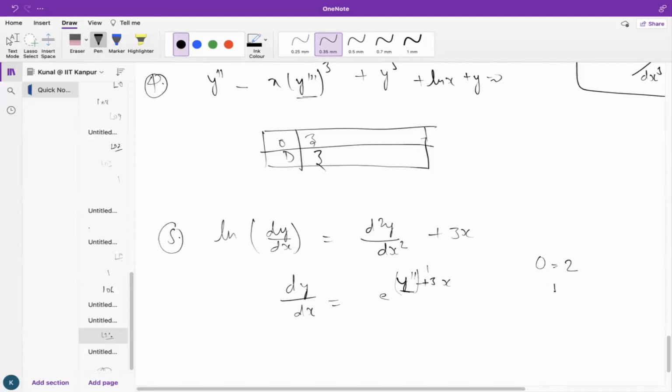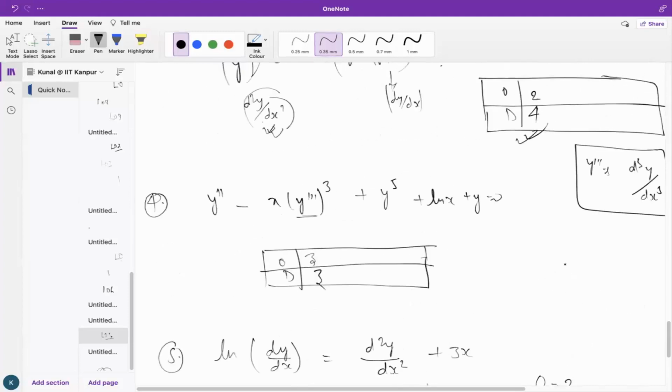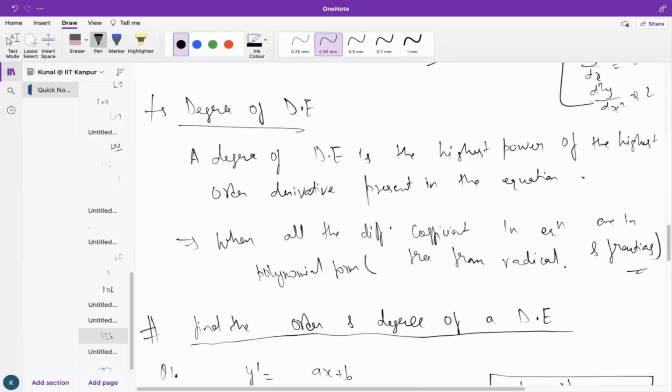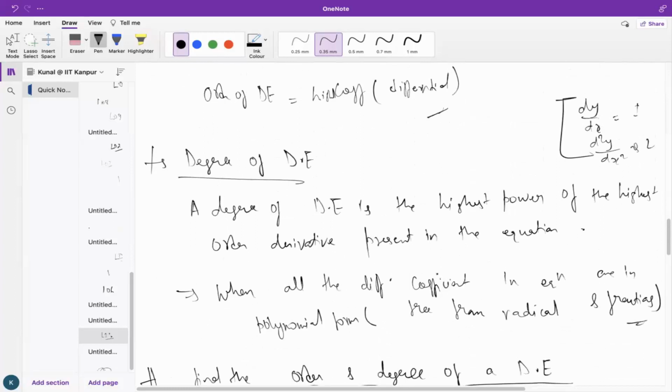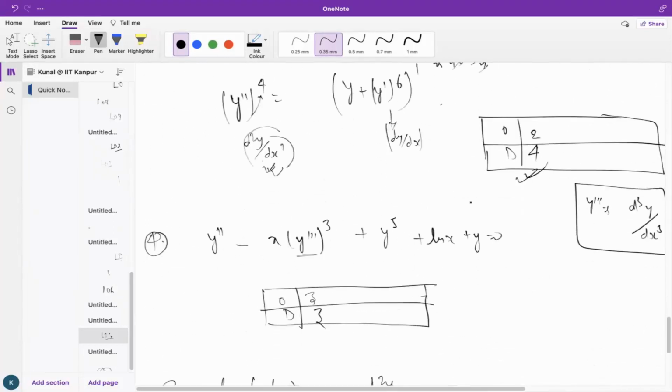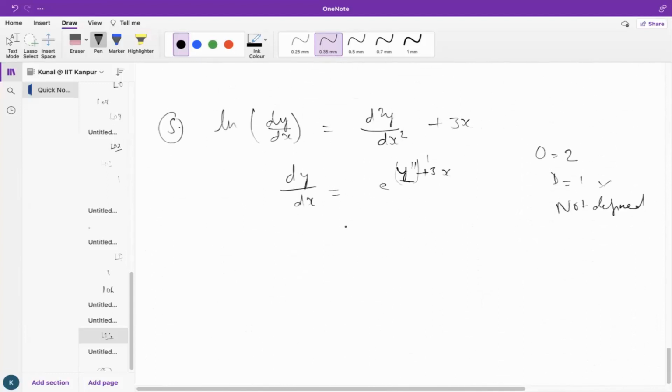Kya iski degree 1 hogi? Nahi hogi. Its degree is not defined. Why? Because when all differential coefficients in the equation are in polynomial form, it should be free from radical, fraction or from any functions. Aapne yehi line यहाँ पे मैंने लिख रखी है, it's free from the radical, free from the fraction and free from any kind of function, but it's in the function of e to the power x, and where x is replaced by y double dash plus 3x.